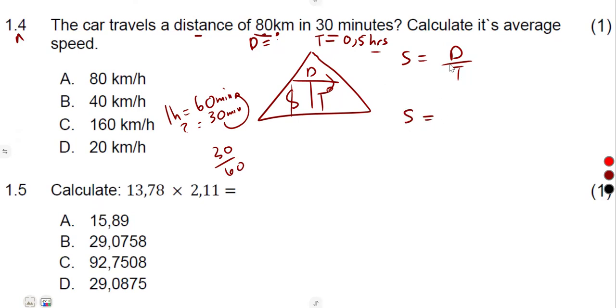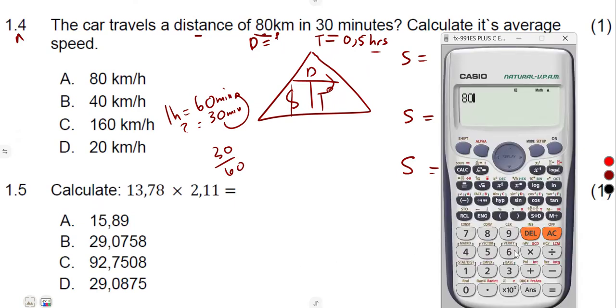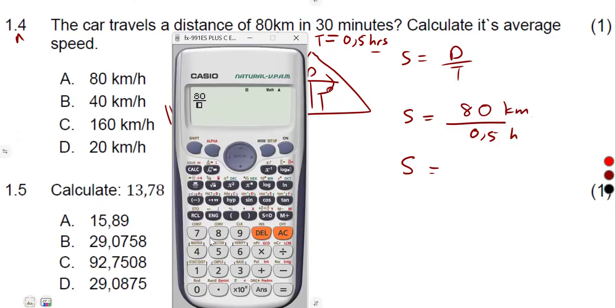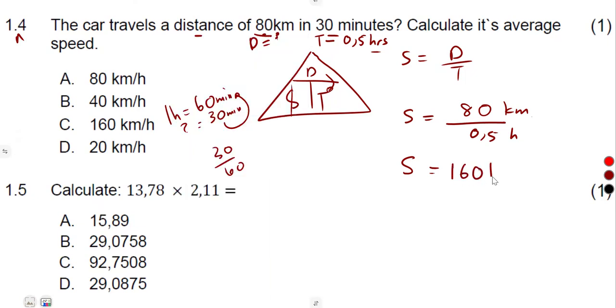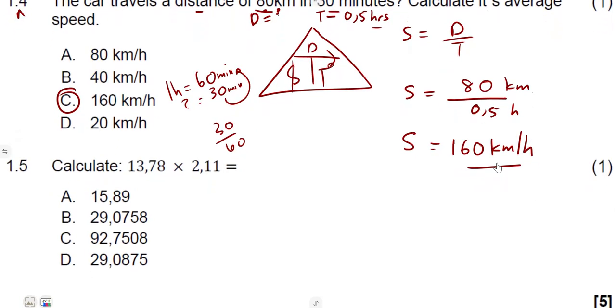So our speed is going to be distance, 80 kilometers, over the time in hours, 0.5 hours. So we are going to have our speed in kilometers per what? Per hour. It's also part of the rate. So divide 80 over what? 0.5. That's 160 kilometers per hour, which is on C. So 1.4 was going to give us C.